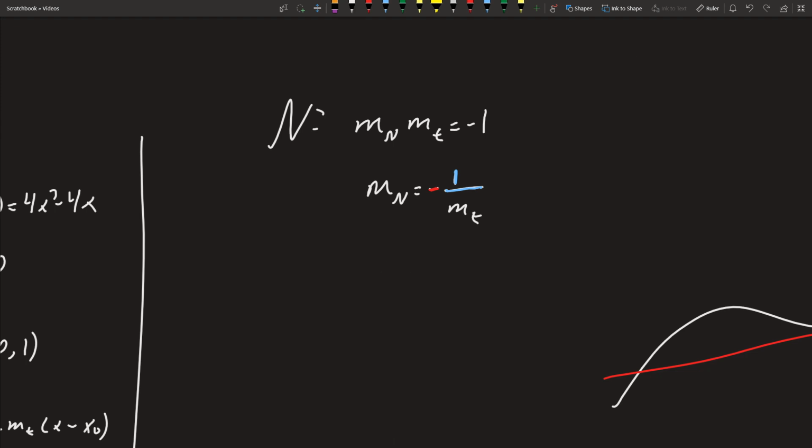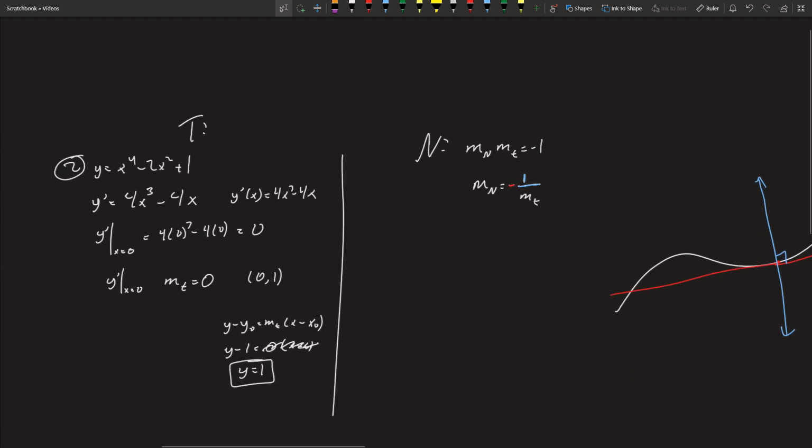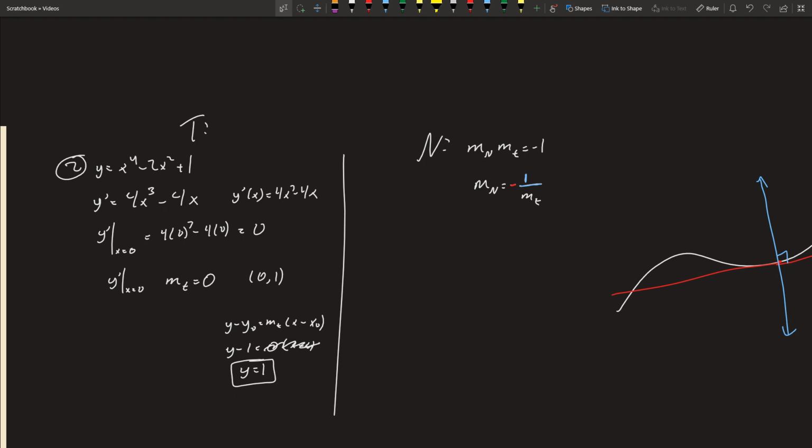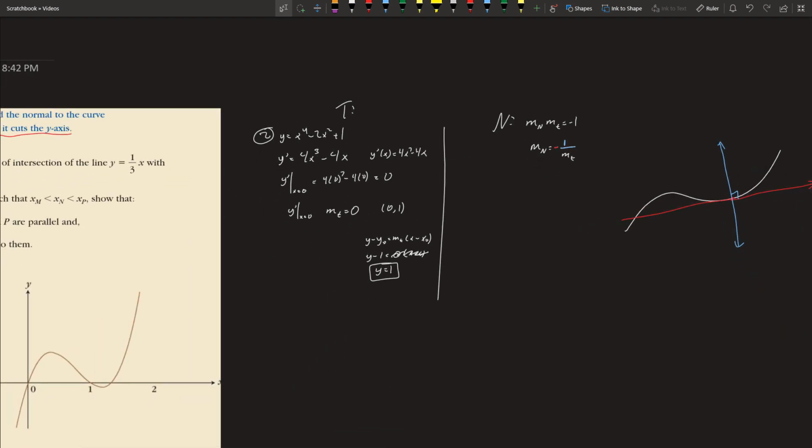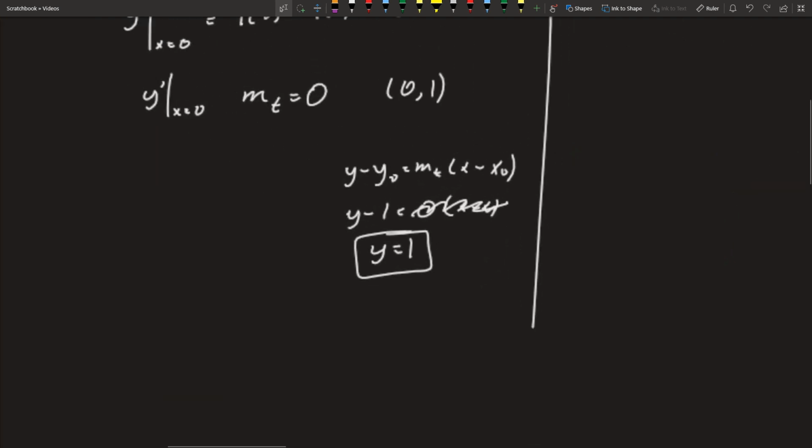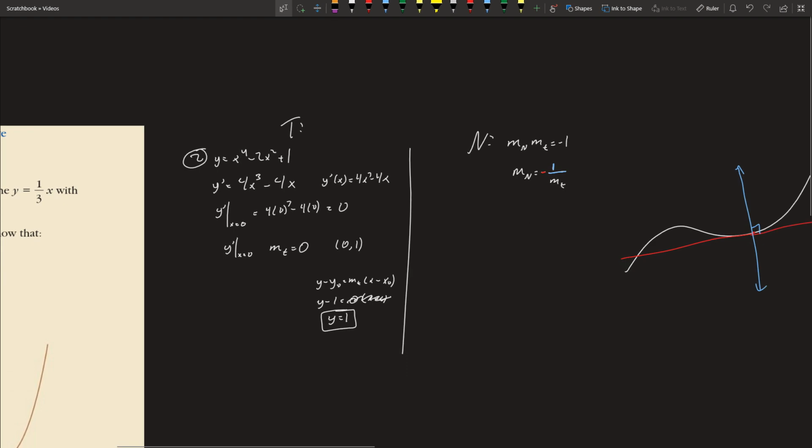So we deduce that the normal line is vertical. Sorry about the handwriting, I'm running really fast. Anyways, now how do I find the equation of a vertical line? In this case, it's a horizontal line for the tangent. We represent it as y is equal to some value. Now, for the vertical line, we represent it by x is equal to some value, right?